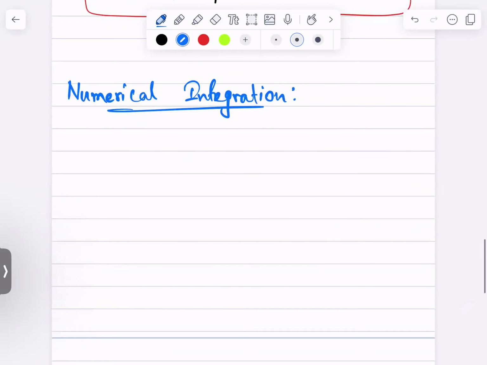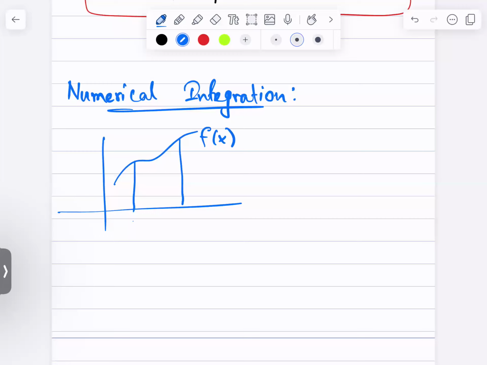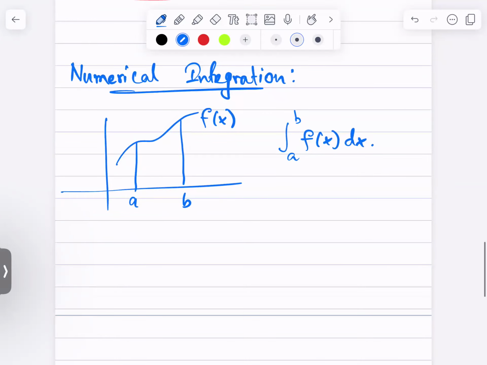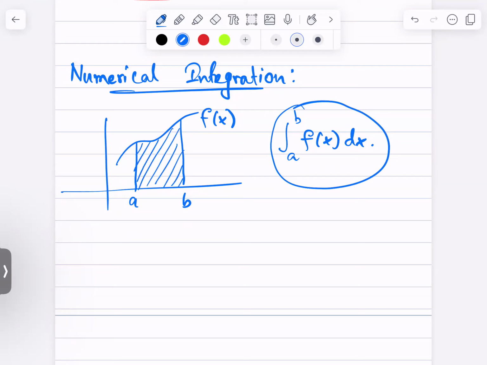Okay. Suppose you have a function which is like this. This is f(x). And then you need to integrate that function from point a to point b. So basically, you need to evaluate what this is. If you consider geometry, this quantity should be the same as the area of this shaded region.